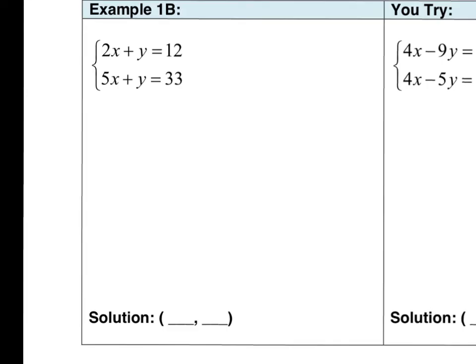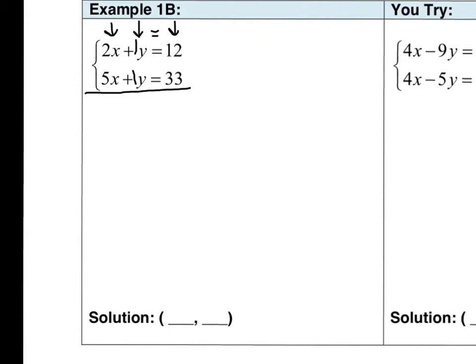Alright, we're going to try the same thing with the next example. Looks like our x's are stacked up, our y's are stacked up, our equal signs, and our numbers on the other side. It's good to go. So I'm going to put the line underneath, and now we can decide which variable we're going to get rid of. Will 2 plus 5 go away? No. Will 1y plus 1y go away? No. So there's something we can do to fix this.